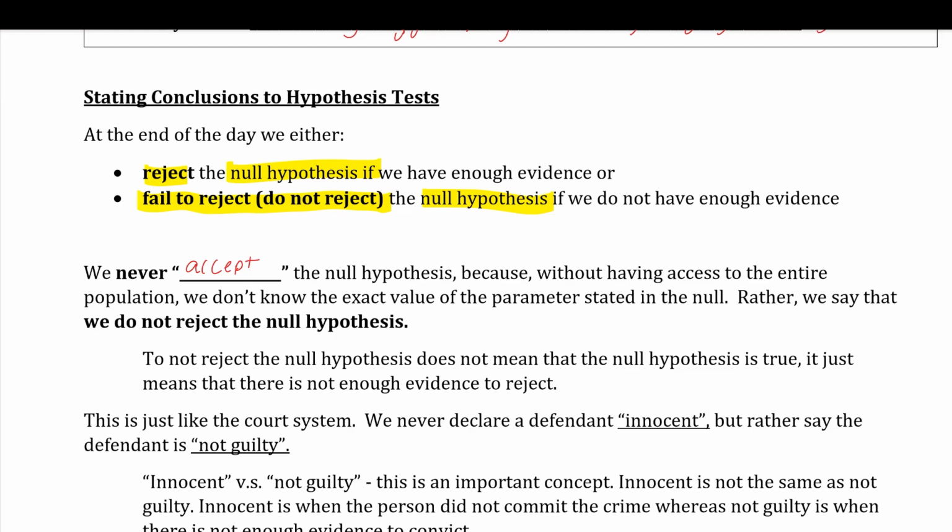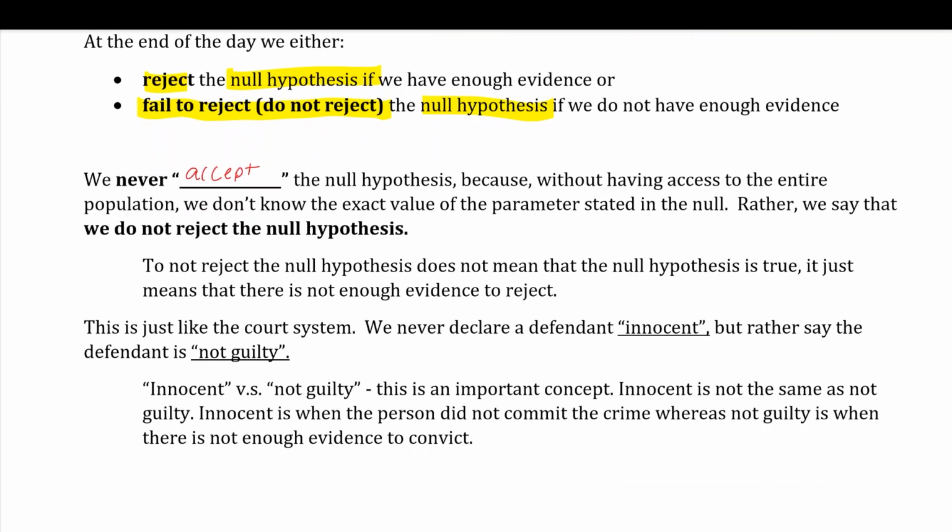Now this whole innocent versus not guilty is an important concept. Innocent is not the same as not guilty, right? Innocent is when the person did not commit the crime, whereas not guilty is when there is not enough evidence to convict.